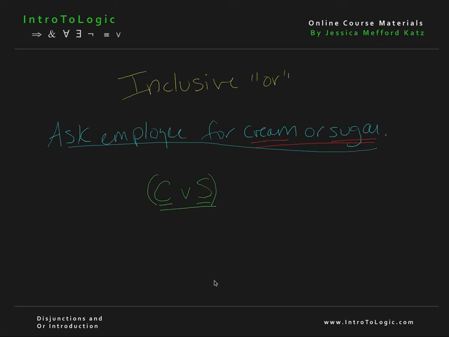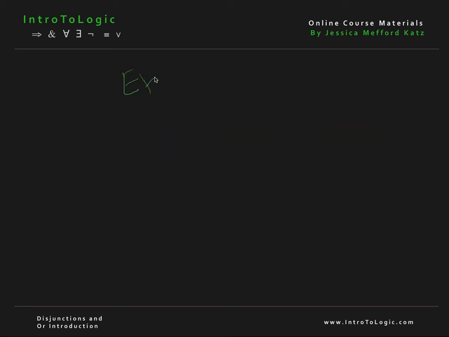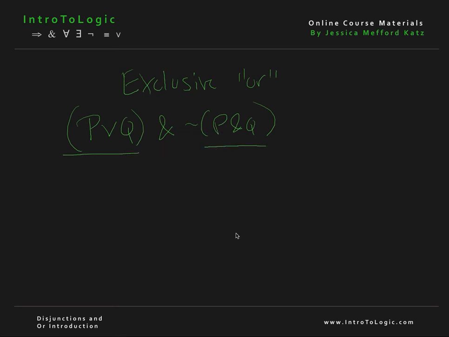So now compare this with the exclusive or sentence. Things will get clear when you know the difference between the inclusive or and the exclusive or. For an exclusive or sentence, either P or Q could be true, but not both. So when we write out the symbolic form, it reads like this: P or Q and not both P and Q. And this is how we read an exclusive or sentence in symbolic form.